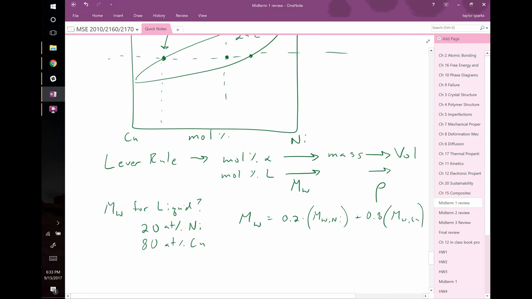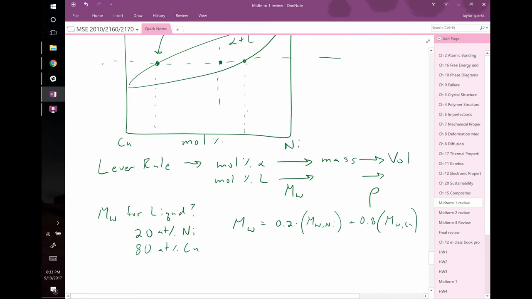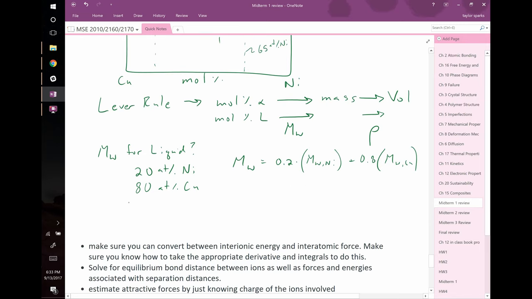Right, so it's going to be somewhere in between. It's like an average. We call this the rule of mixtures. Use the rule of mixtures to approximate the molecular weight. Actually, it's not approximate. You're calculating it there. It's not an approximation. It's a similar thing for density. And you do the same thing for the solid. Let's say that it's at, I don't know, 65%, right? That's 65 atomic percent nickel. Therefore, it would be 0.65 times the molecular weight of nickel plus 0.35 times the molecular weight of copper, right?